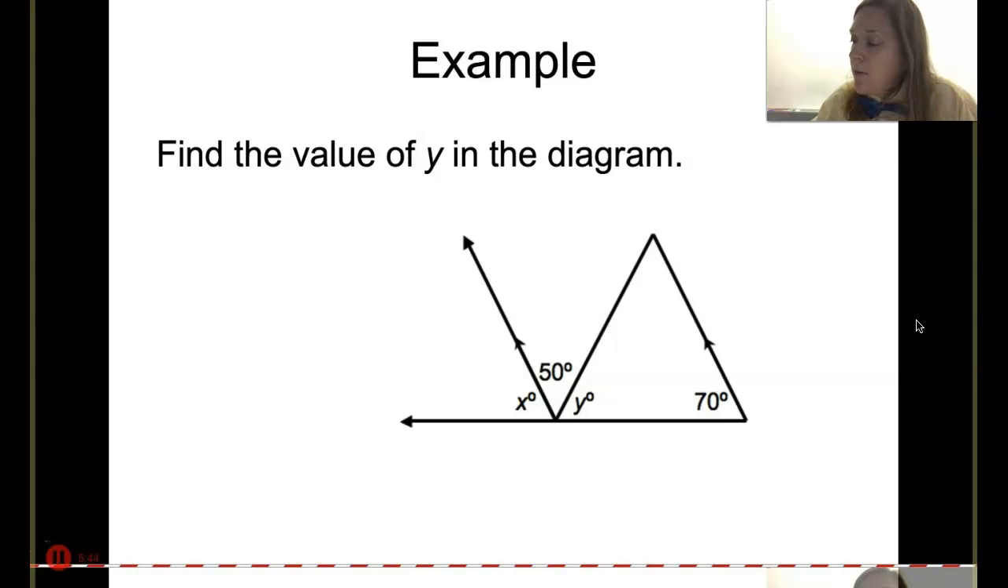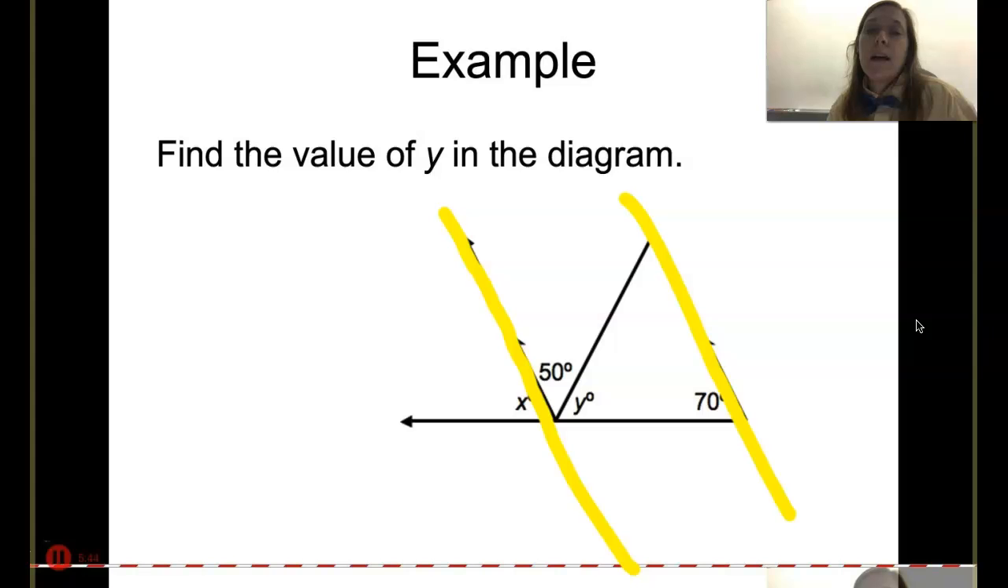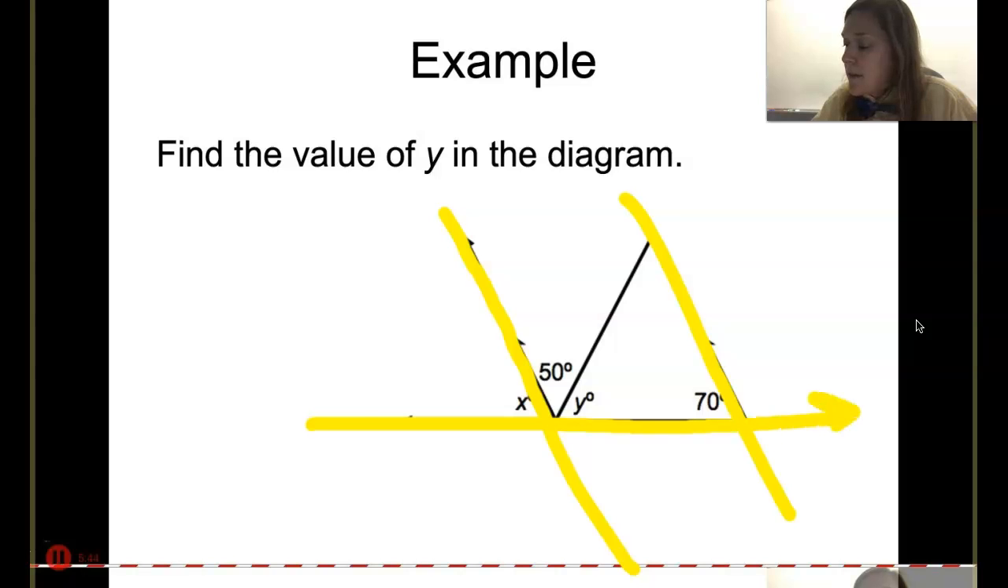Okay, so where do I have my parallel lines? Well, right here I have a triangle on that line and right here. So the yellow lines are the lines that are parallel, right? Now I'm going to focus on this being my transversal. And because I can, let's ignore all of this unnecessary stuff. And we'll come back to that here in a second.